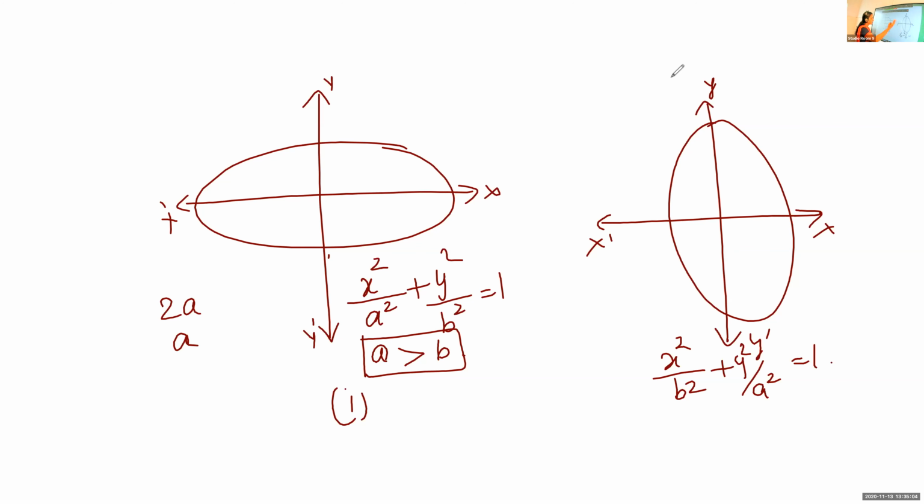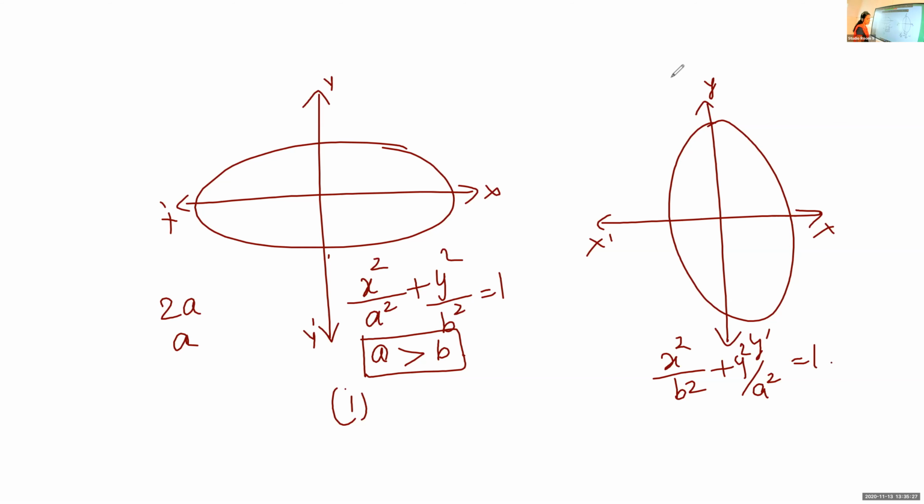Now, when the y-axis is the major axis, the equation will become x square by b square plus y square by a square is equal to 1. Is it okay?